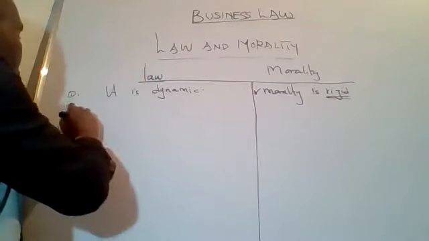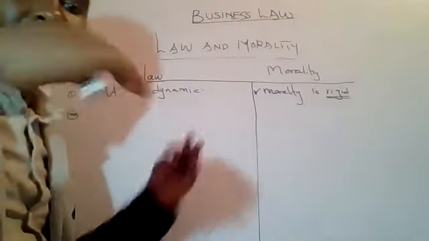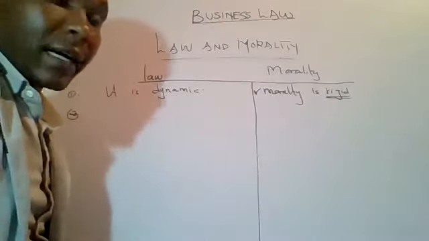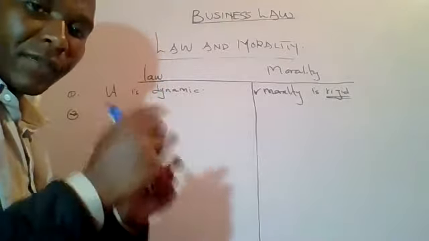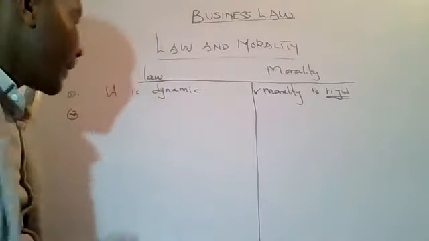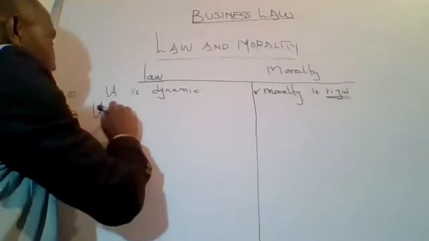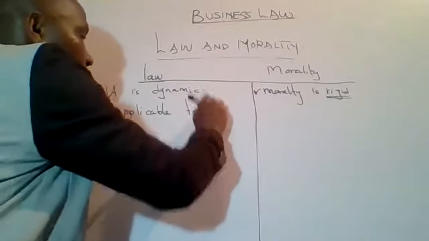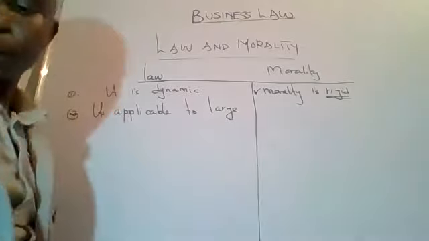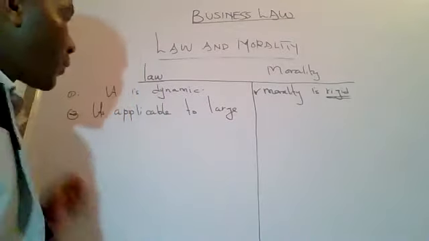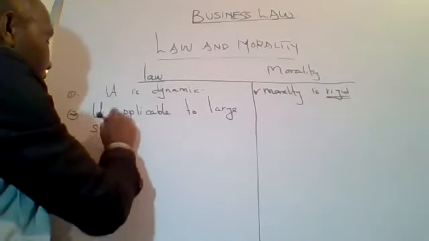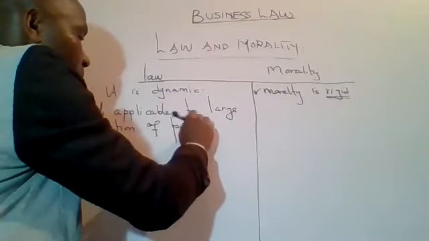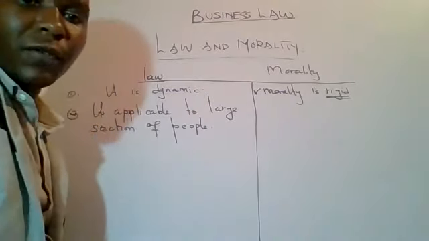And then number 2. So laws, it applies to the what? To the state. And a state is the country at large. It is not the specific people. That's why it's applicable to large sections of people.